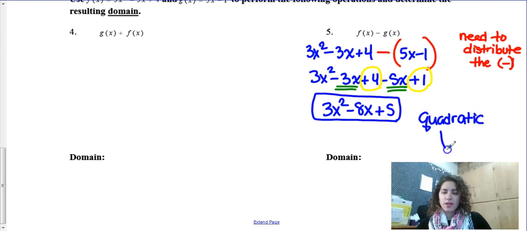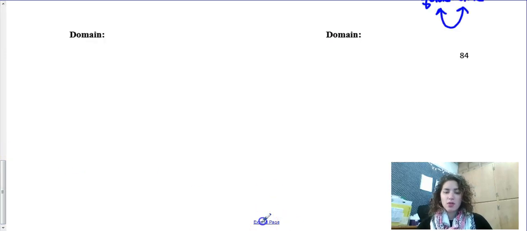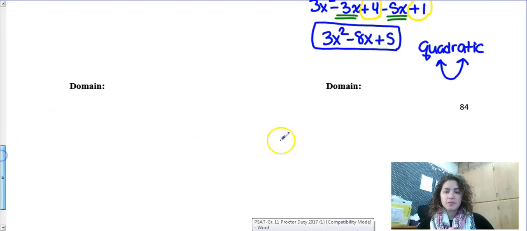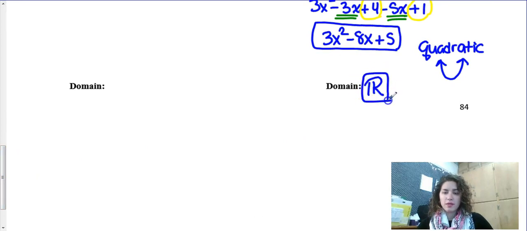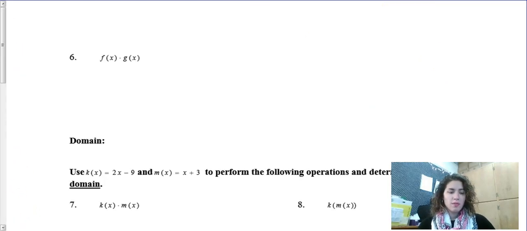And remember, quadratics look like a U shape. These have no restrictions. When I come in from the left, I hit an arrow. When I come in from the right, I hit an arrow. So it's going to go forever and ever this way and forever and ever that way without any kind of problems. So automatically, my domain is all real numbers. Good job. All right, let's move on to number 7.